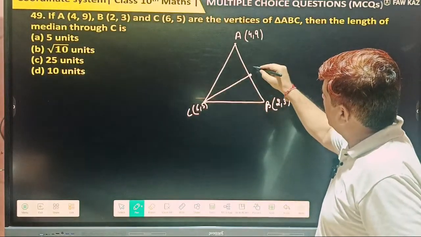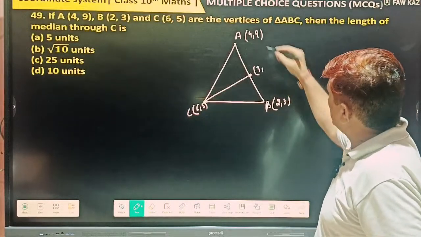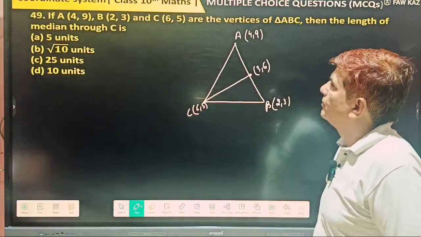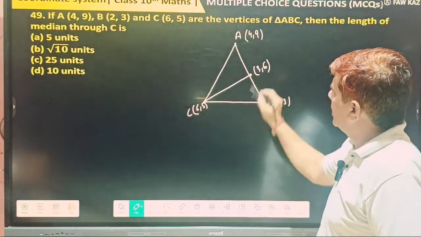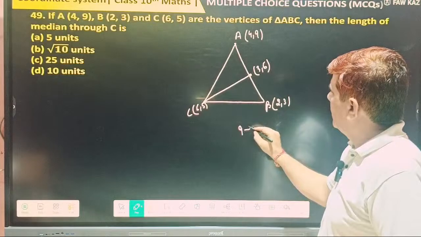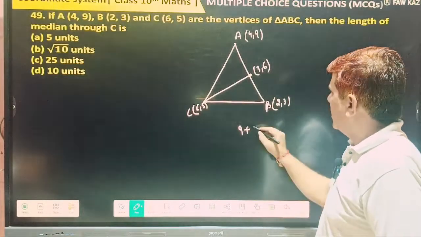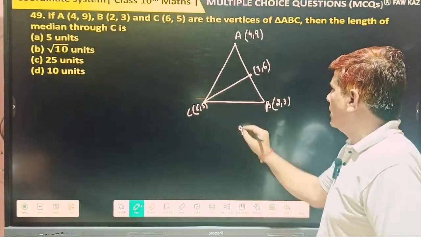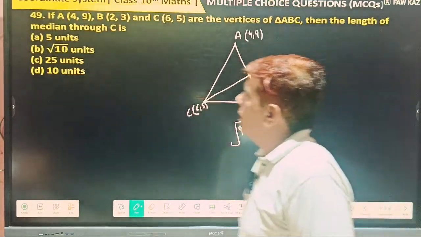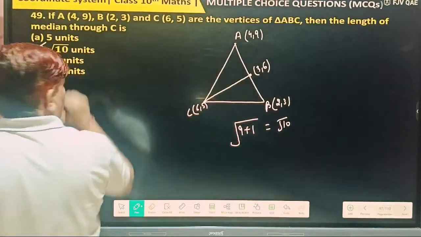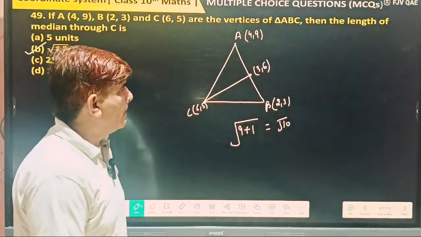This plus this by 2, 3. This plus this, 6. And how much is the distance between these? 6 minus 3, 3 squared is 9, and 6 minus 5, 1, under the root. So under root 10. So which is your answer? B is your answer.